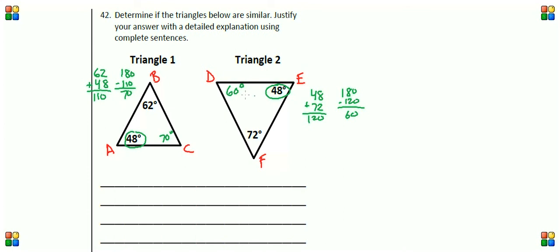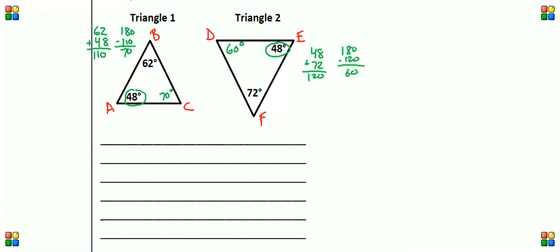So now we can see, class, we only have one congruent angle. Angle B doesn't match either of the other angles, D or F, and angle C doesn't match either of the other angles, D or F. So we don't have two pairs of angles that are congruent, and therefore we don't have similar triangles. So one of the ways you can explain this, I'll make this proof pretty simple.